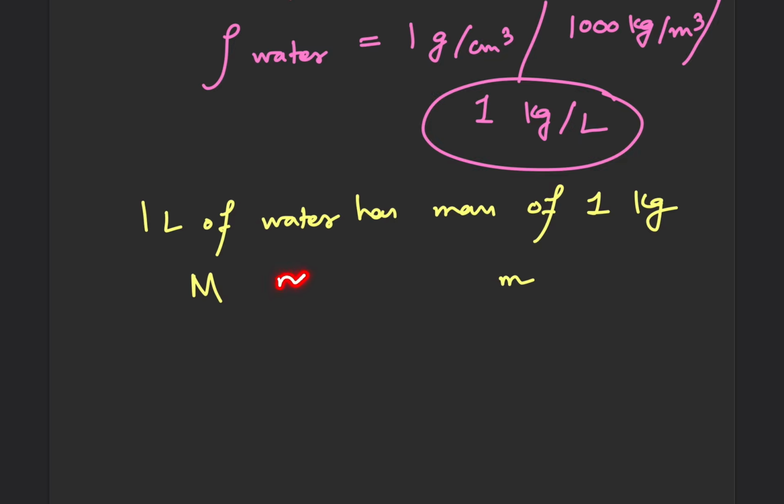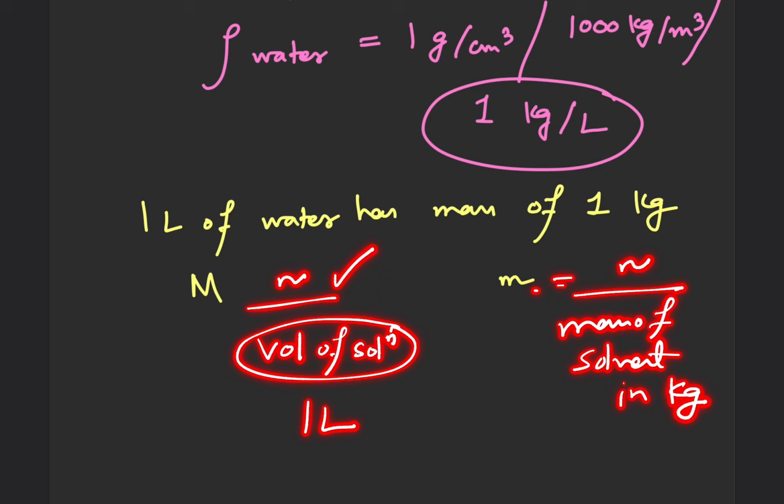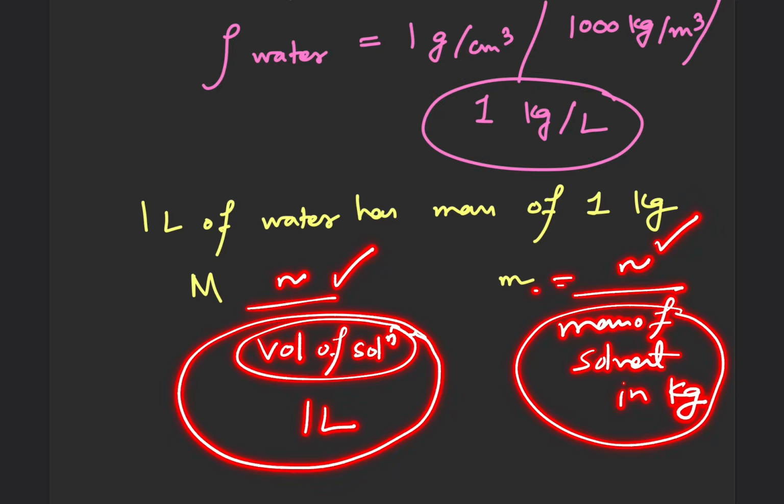Molarity is the number of moles divided by the volume of the solution, right? So let us say the volume of solution that I have taken is 1 liter. Molality is again the number of moles divided by the mass of solvent in kg. So the numerator is the same. The denominator is the volume of solution, 1 liter. Since it is a very dilute solution, we can say it is the volume of water, 1 liter, and the mass of solvent is 1 kg. So it will be the same. 1 liter will contain 1 kg.